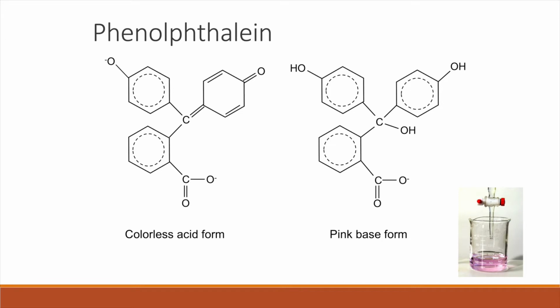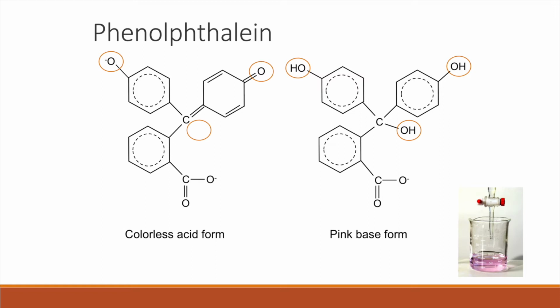Now, phenolphthalein, unlike the papers, is a liquid indicator. So phenolphthalein has two different forms. The colorless acid form, notice here, all of these oxygens, they're either missing or they do not have a hydrogen. But when they are hydrogenated, so when they all have OHs instead of just O's, then it turns pink. It's a difference in chemical structure that causes us to see a different color.